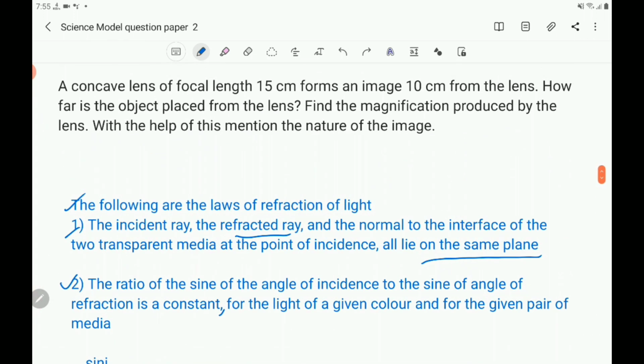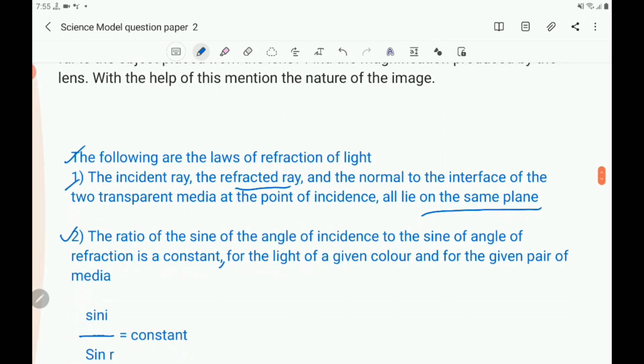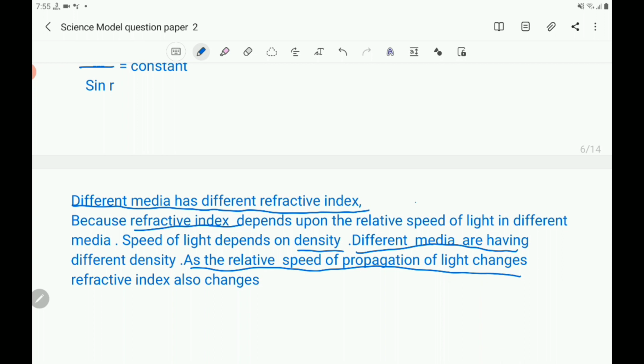And the sub question, you got the answer for this question. Different media have different refractive index, why? Here you write different media have different refractive index because refractive index depends upon the relative speed of light in different media. Speed of light depends upon density. Different media are having different density. As the density changes, speed of light also changes. So as the relative speed of propagation of light changes, refractive index also changes.